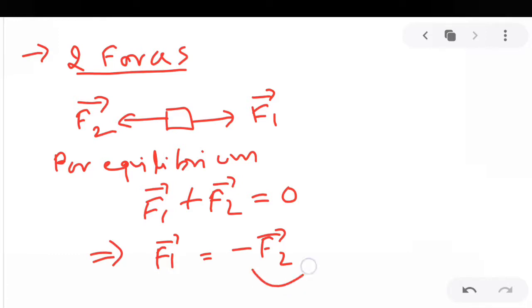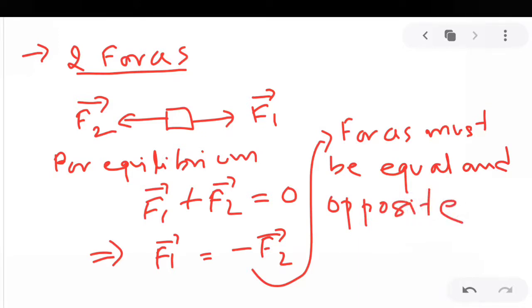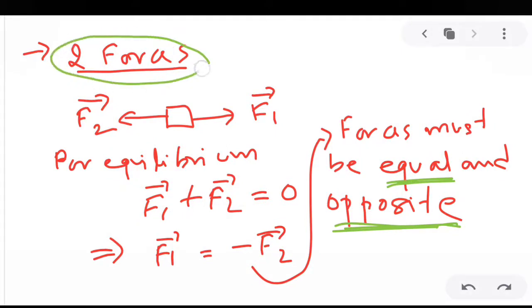These forces must be equal and opposite. What is the meaning of equal and opposite? Equal means equal in magnitude, and opposite means opposite in direction. Now this is the case when you have two forces. Now let's see what happens for three forces.